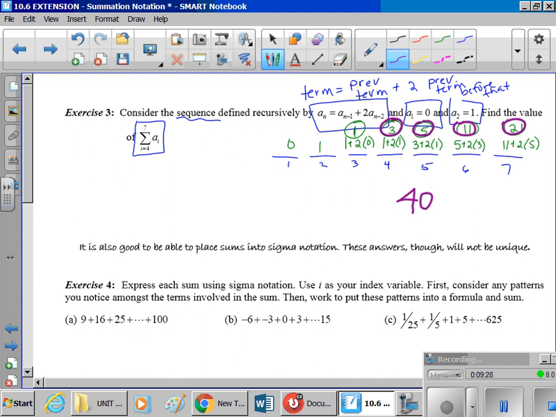Do we get 40? Because it's only the fourth to the seventh term. The fourth to the seventh term. So 3 and 8, 19. Yeah, it is 40. Good. I had 40 written down, but it didn't look like 40 to me.